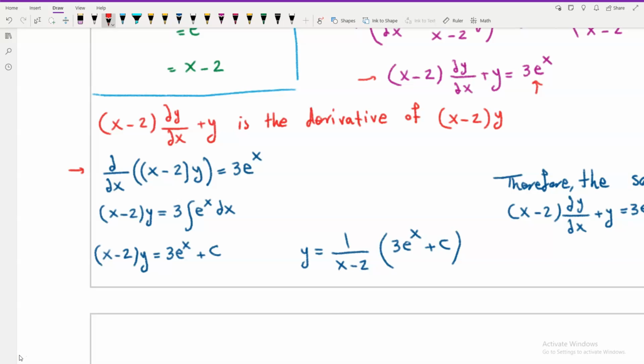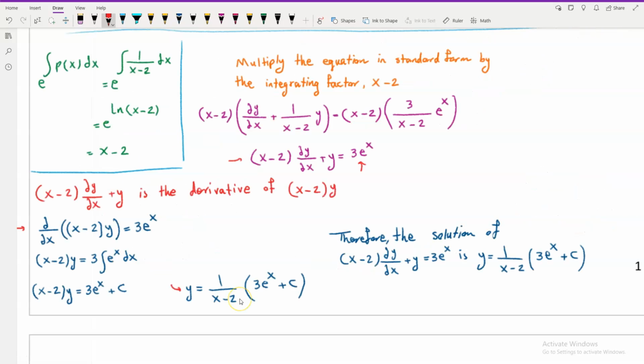And finally, divide both sides of the equation by x minus 2. So we have y equal to 1 over x minus 2 times 3 times e power x plus c. So this is our solution. The solution of x minus 2 times dy over dx plus y equal to 3 times e power x is y equal to 1 over x minus 2 times 3 times e power x plus c. So this is our answer for this part.